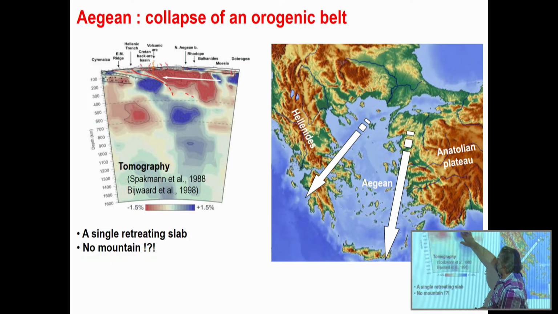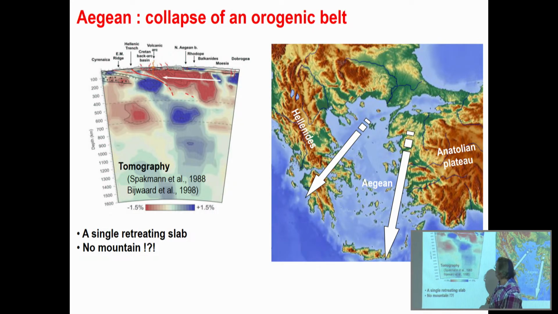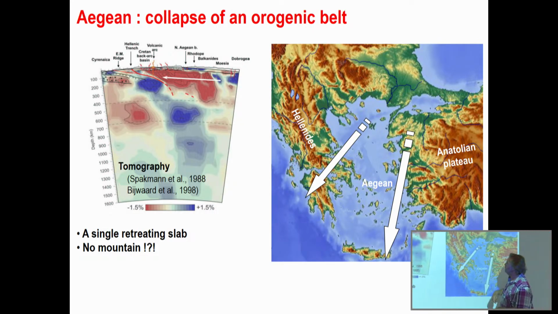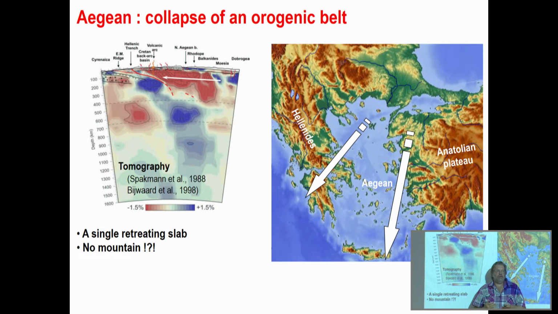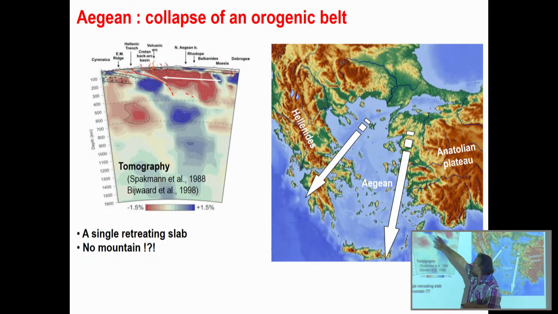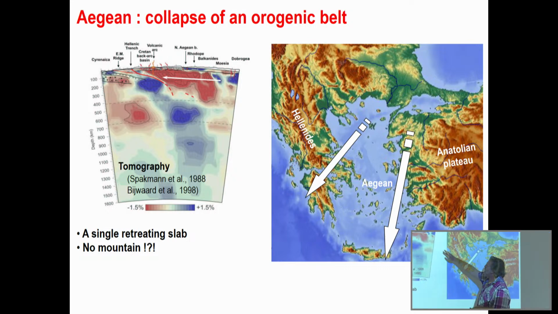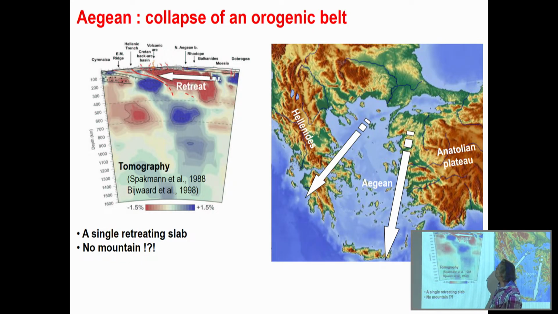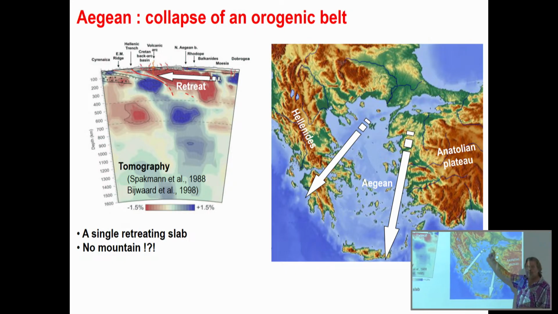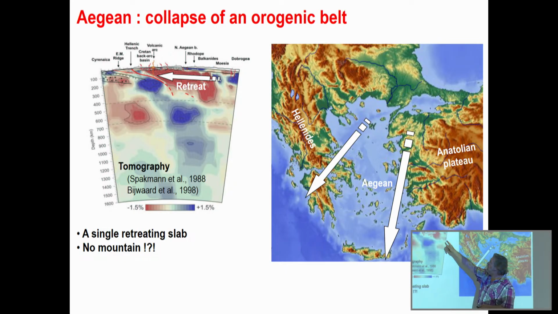Above that slab, you have a zone of low velocity beneath the Aegean Sea. So beneath the Aegean, there's a low velocity zone that might reflect some kind of weak mantle, in other words, an asthenospheric mantle. So lithosphere here, asthenospheric mantle. And we'll see that this might reflect slab retreat, southward slab retreat, which was actually first identified by the geology, not by the tomography. We'll see that in the next slide. And in this area, no mountains.